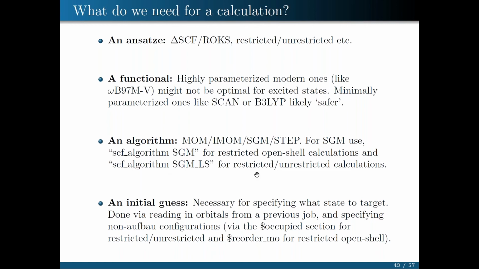The difference just stems from the GDM algorithm these are based off of, and it's just internal details. And finally, you need some kind of an initial guess to decide which state you're going to be converging to. This is generally achieved by reading in orbitals from a previous job, often the ground state, and then specifying what sort of non-aufbau configuration your state will have by using the occupied section for a restricted or unrestricted calculation, or the reorder MO section for a restricted open shell calculation.